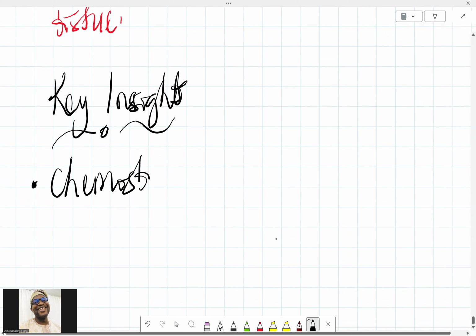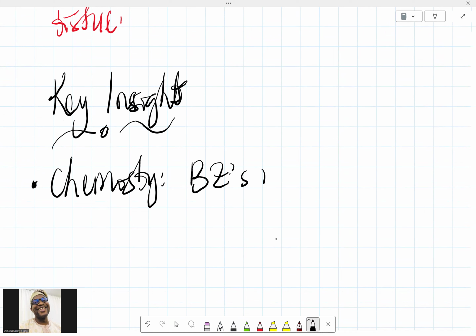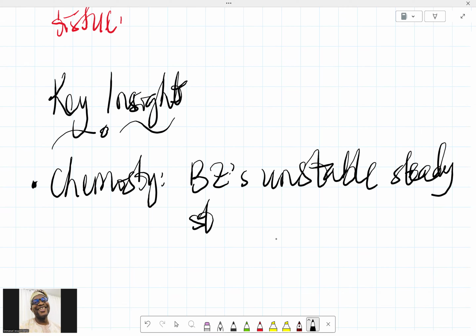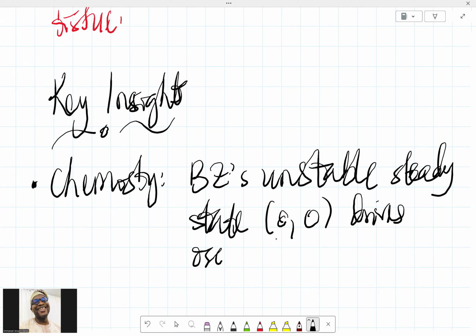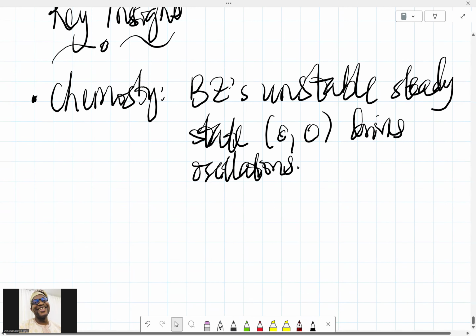Chemistry, Belousov-Zhabotinsky or BZ's unstable steady states, unstable steady states, 0, 0 drives oscillations. Drives oscillations.